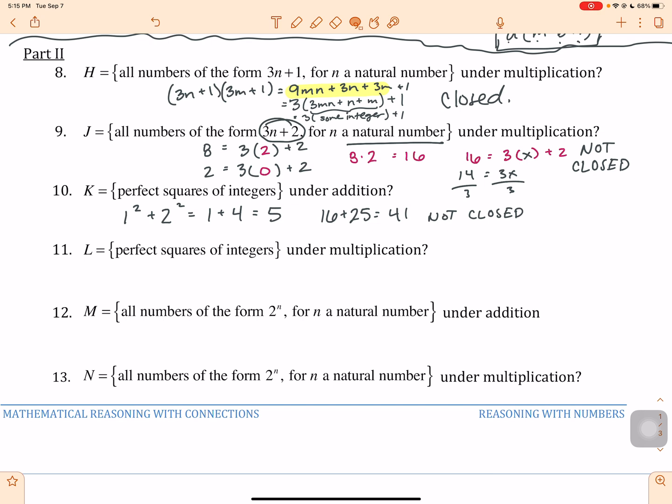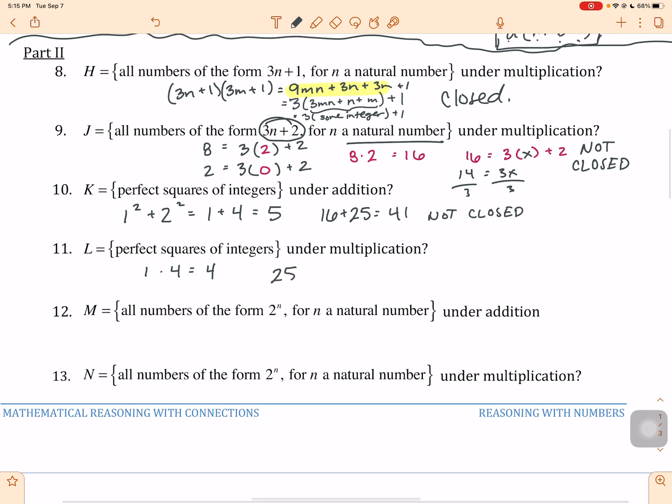Okay, so the perfect squares of integers under multiplication. If we just start playing around, like 1 times 4, you're still going to get 4. That's a perfect square still. Let's do a bigger one. Oh, no, 5's not a perfect square. 25 times 4, those are both perfect squares. That equals 100, which is also a perfect square. So if you keep doing this, you're going to realize, wow, I keep getting perfect squares.